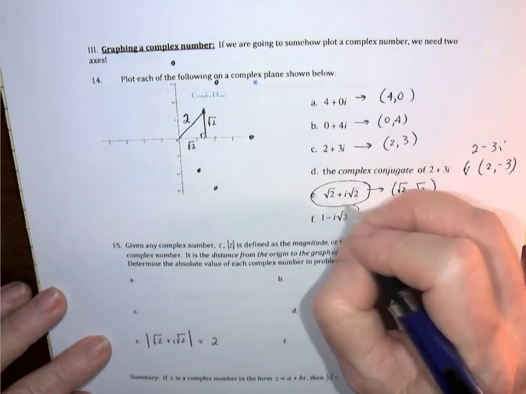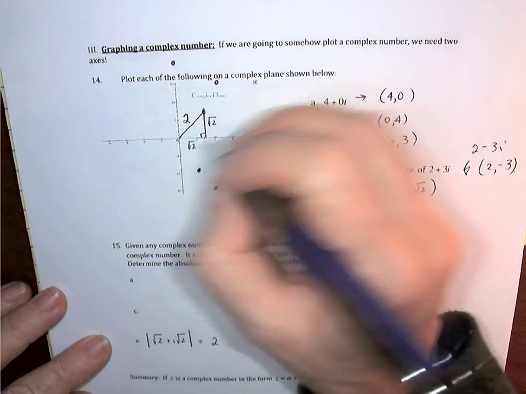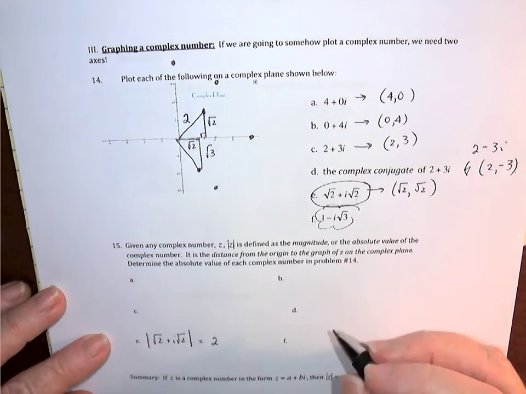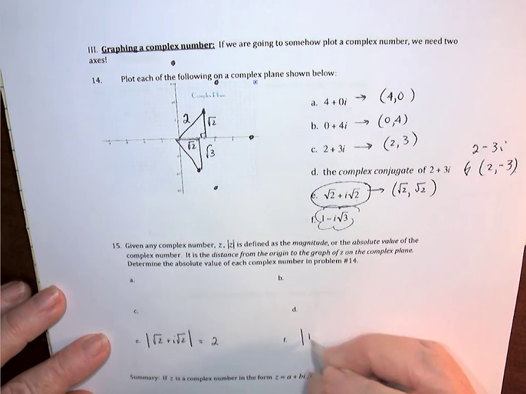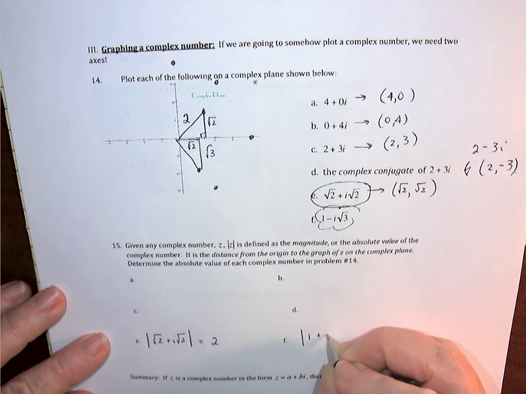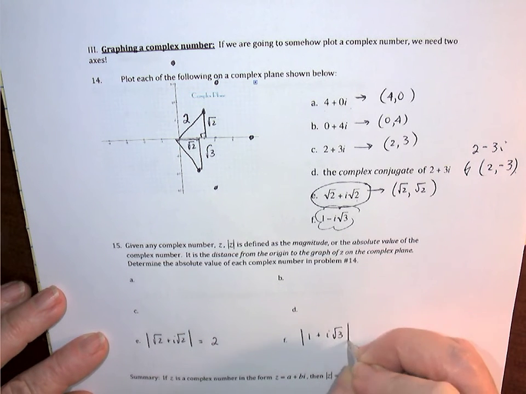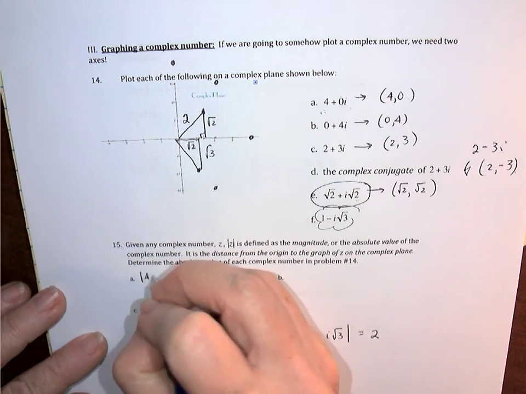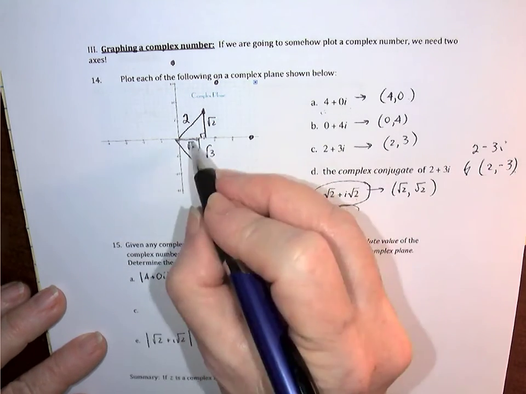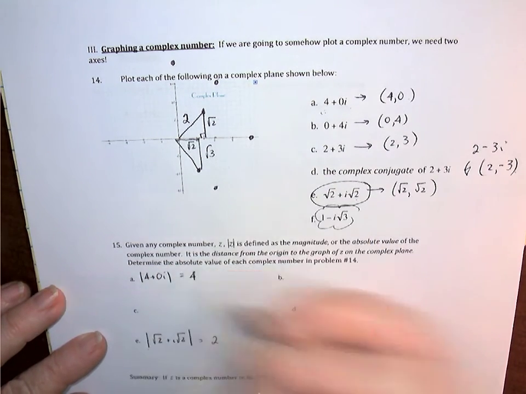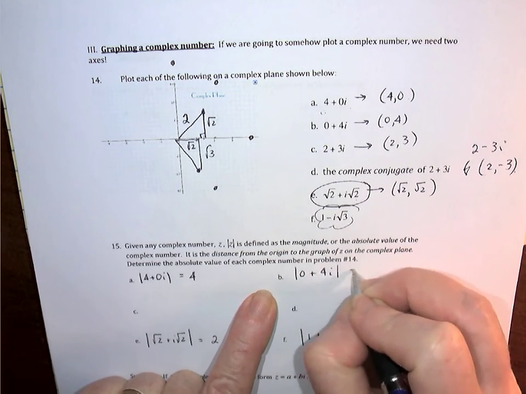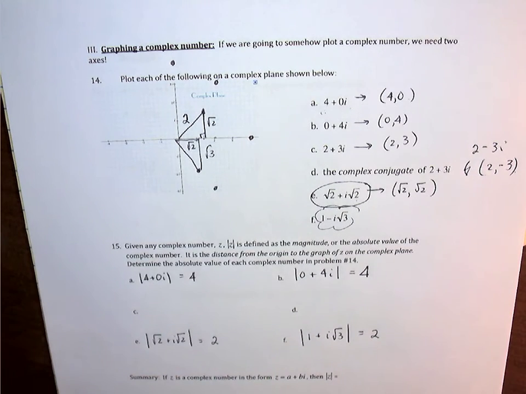And likewise, something's up here. I went over 1, I went down square root of 3. We all know that the magnitude for this one, for f, so the magnitude of 1 plus i square root of 3, is going to be 2. The magnitude of 4 plus 0i could not be easier. We can just count over 4 spots. And for b, same thing, 0 plus 4i, the magnitude of that is just going to give us 4.